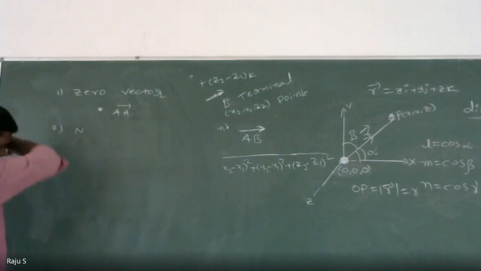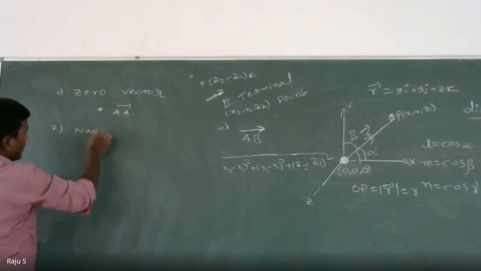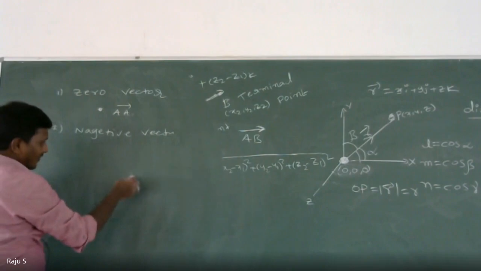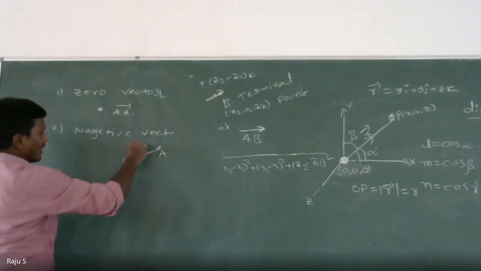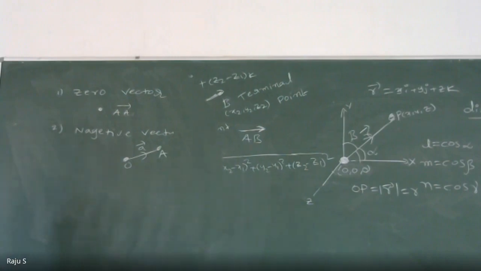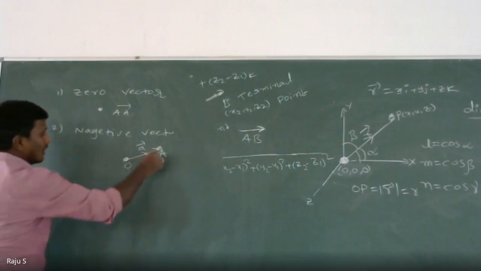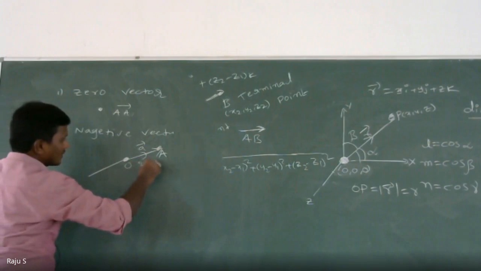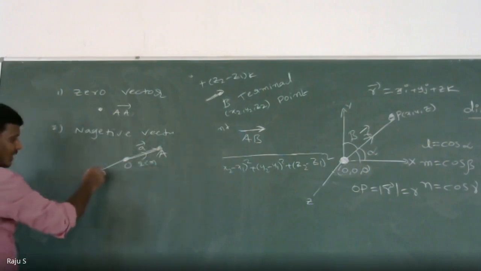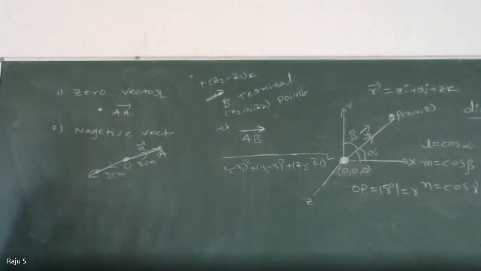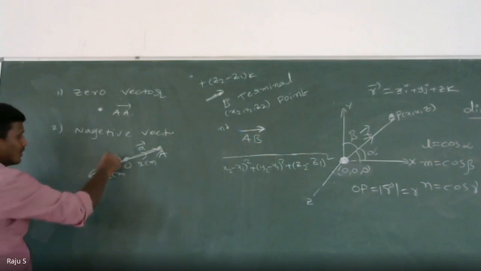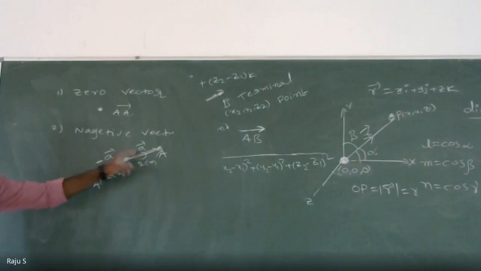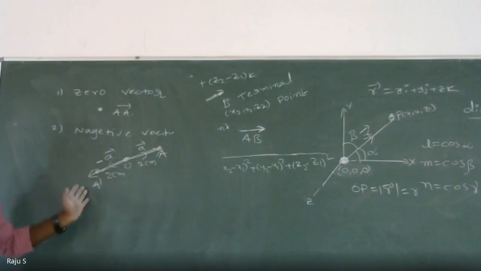Second one is negative vector. There is a vector, for example, here this is initial point O, this is terminal point A. This vector I am taking as small a vector. What is meant by negative vector? The same magnitude, but I'm taking it in this direction. Take, for example, 2 centimeters. I'm taking from O to A 2 centimeters. Negative means the same length, 2 centimeters, but opposite direction. O to A dash. This is the same magnitude but opposite direction, minus a vector. This is called negative vector. Any doubts here? Opposite direction, that's it.